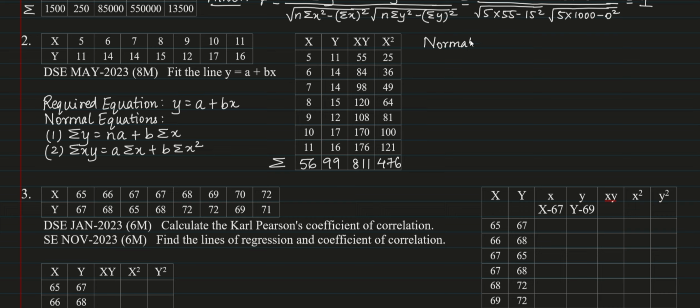Normal equations can be written as summation y, that is 99, is equal to n times a. N is 7 as there are 7 observations. 7a plus summation x, that is 56b. Then summation xy, that is 811, is equal to summation x, that is 56 times a plus summation x squared, 476b.